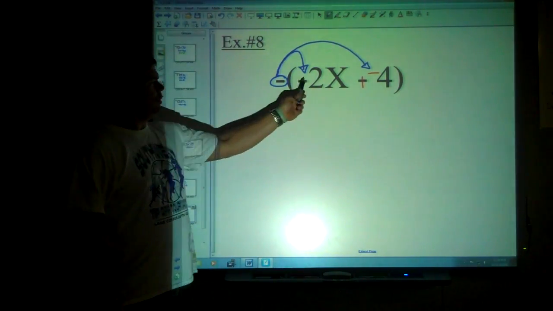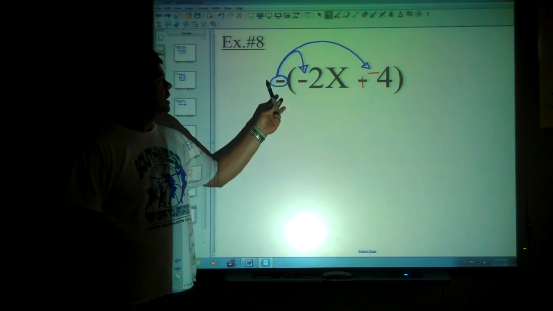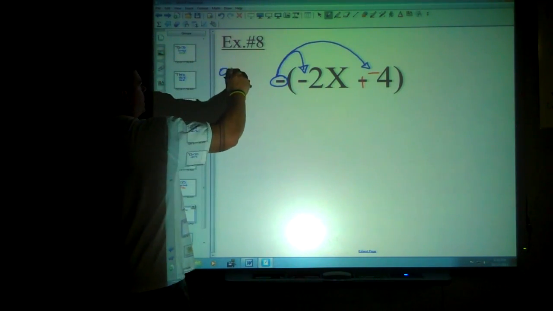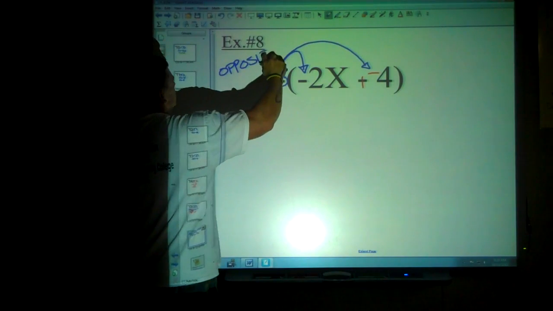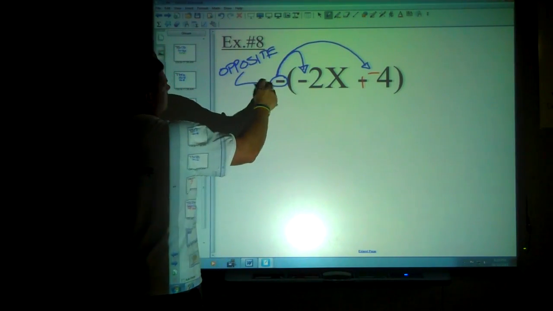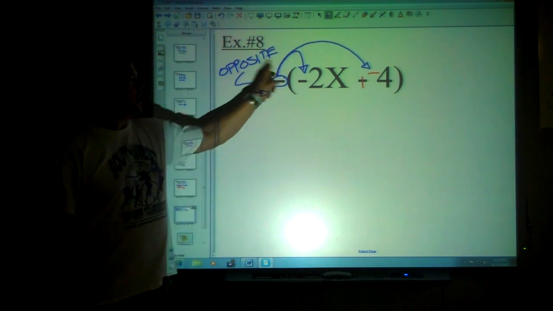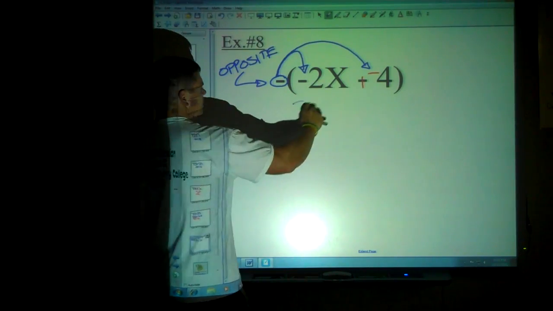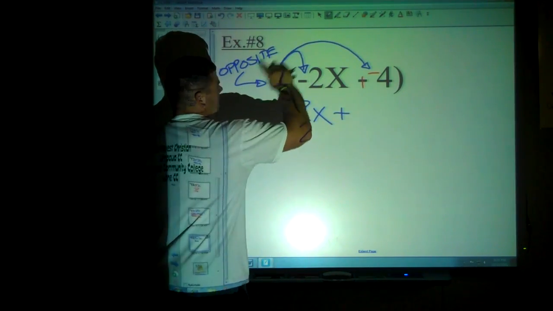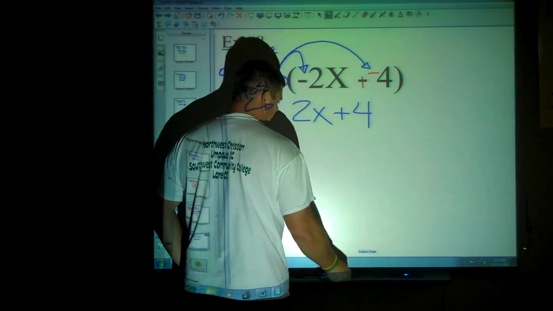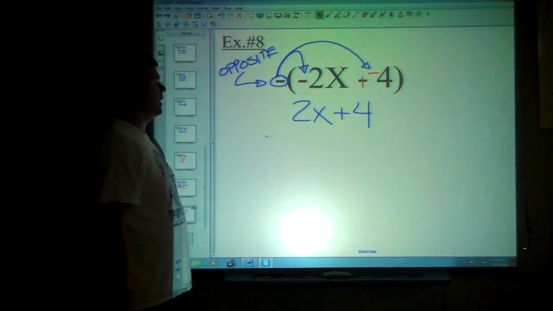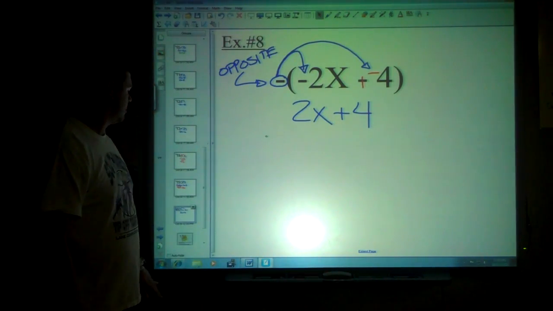And someone's going to say, but it's already negative. I don't need that negative. No, no. Think of this as the word opposite again. Opposite and negative are basically the same thing. So that's the symbol for opposite. So the opposite of negative 2x is positive 2x. The opposite of negative 4 is positive 4. And you can't put those together and call it 6x because they are not like parts.